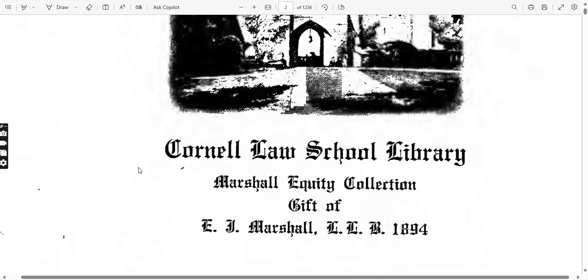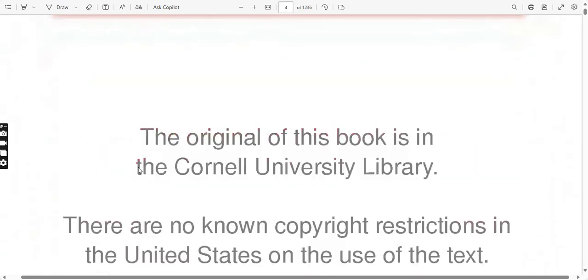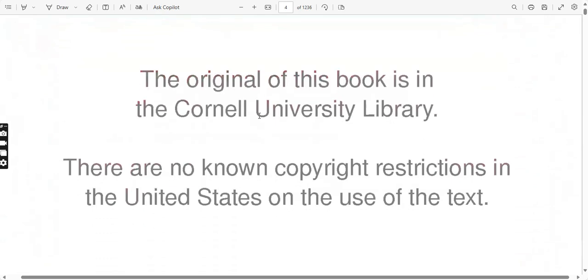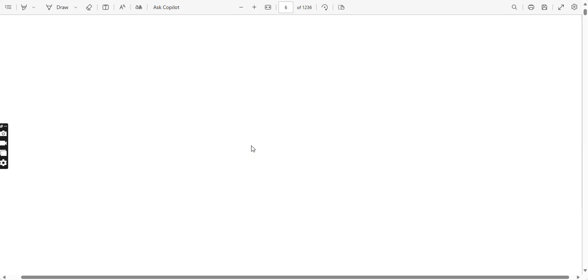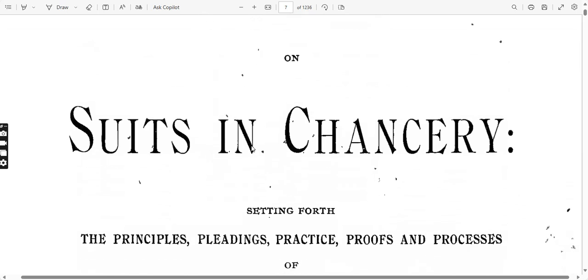Today we are going to be reading from the book called Suits in Chancery. You can get this book, go online, download it. It's 1,236 pages only. And basically, look at it right here.